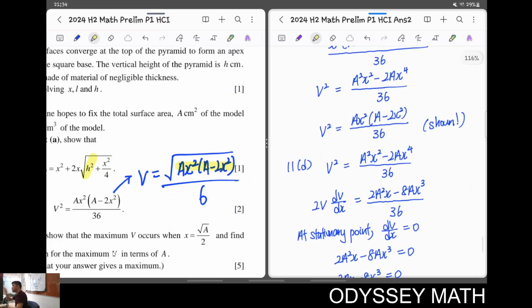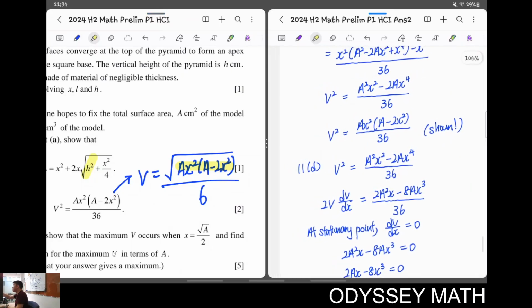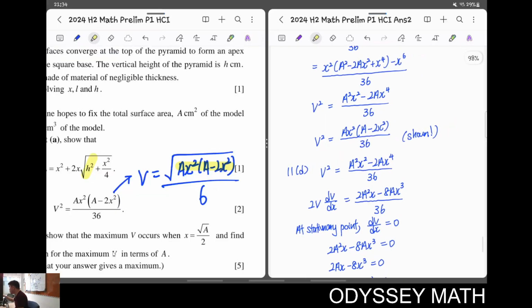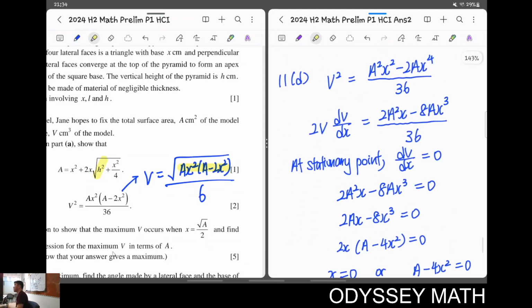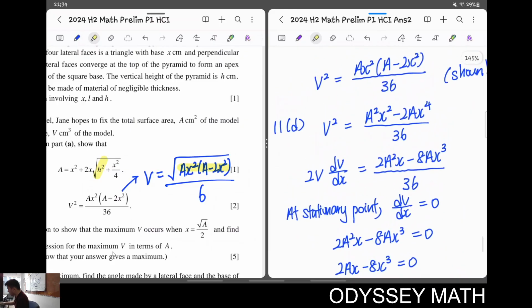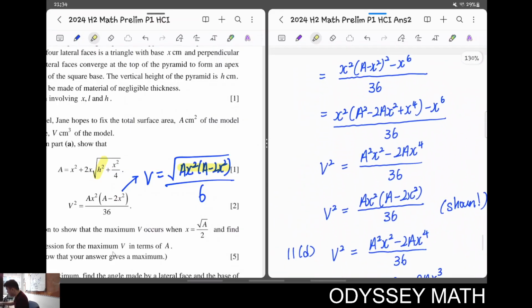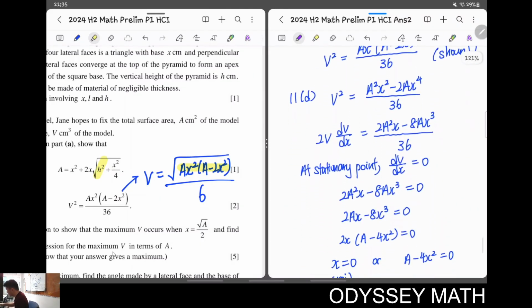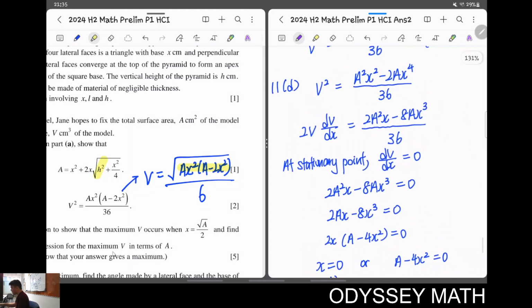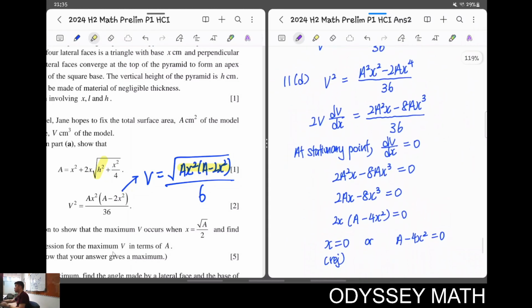So square it. A level may ask you to do it, they will not tell you to do that, but you need to figure out that that may be the way to do implicit differentiation. Understand? By the way, for the record, I start from this. I use this. Don't start from here and do product rule. Expand here and differentiate, okay? Then you differentiate. At stationary point, dV dx equals 0.